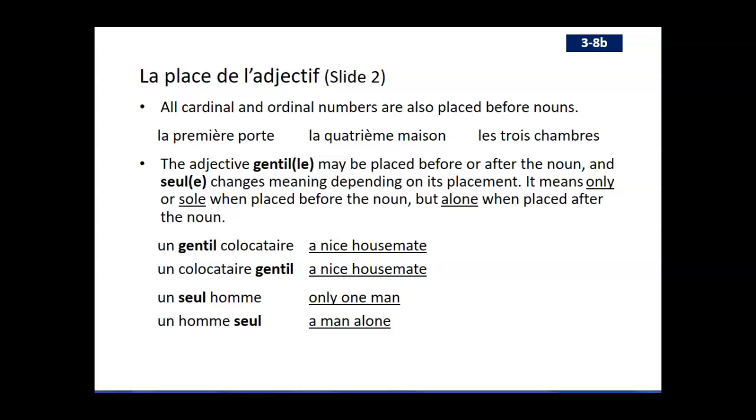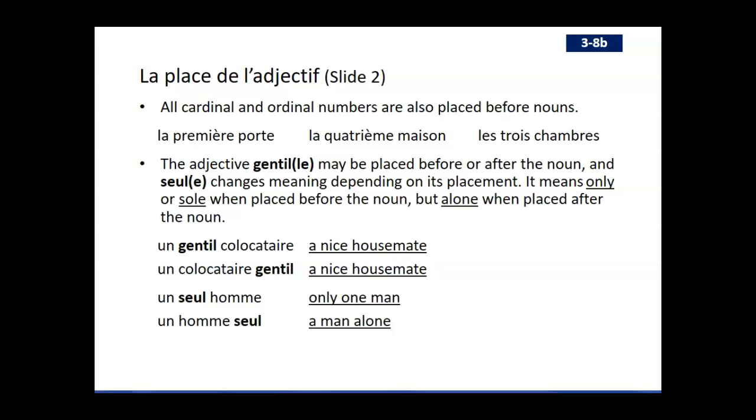Okay, cardinal and ordinal numbers are placed before nouns, just like those 15 words we just saw. So première, quatrième, these are ordinal numbers, and they're going to come before nouns, and they're basically adjectives describing those nouns.